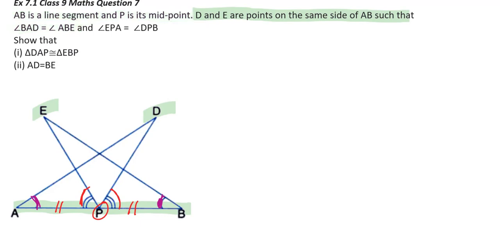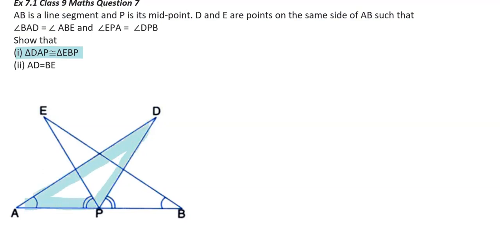And in the first part, we have to prove these two triangles congruent, that is DAP. So let me show the triangle which we are going to prove congruent here. This is triangle DAP. We have to prove this triangle being congruent to this triangle. That means we have to prove these two triangles congruent.